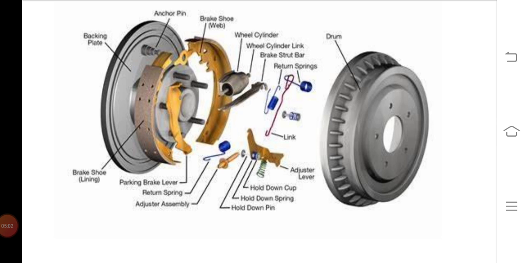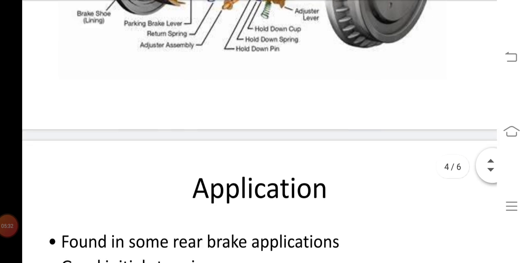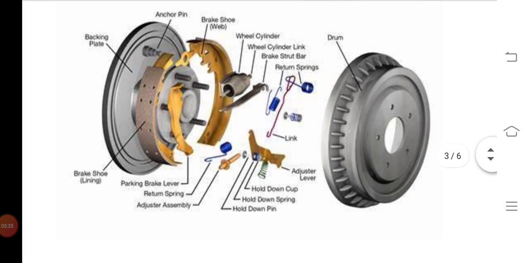I was on the topic of leading and trailing shoes. The leading and trailing shoe brake is the arrangement which uses a pair of shoes pivoted at a common anchor point, and the free ends of both shoes are radially forced against the inside surface of the brake drum, using a double piston cylinder expander. So a double cylinder expansion is needed.